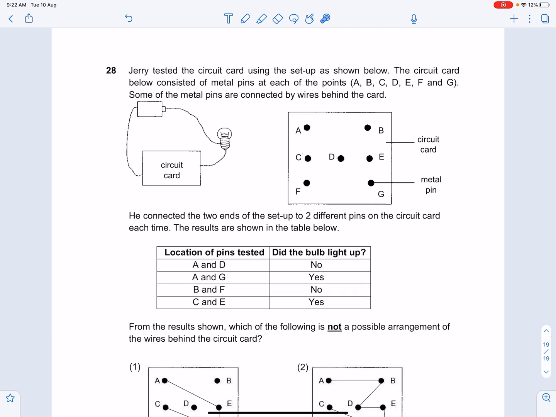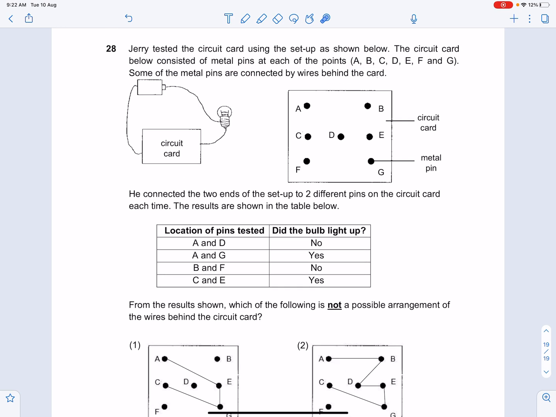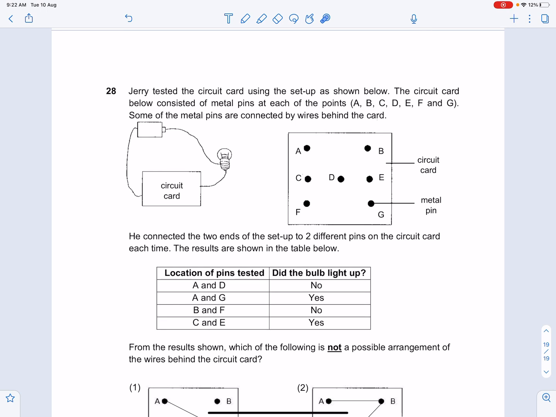Jerry tested the circuit card using the setup as shown below. The circuit card consists of metal pins at each of the points A, B, C, D, E, F, and G. Some of the metal pins are connected by wires behind the card. Now with circuit diagram cards, the usual one like this, the whole idea is you do not know how these wires are connected. This is something that you don't know.